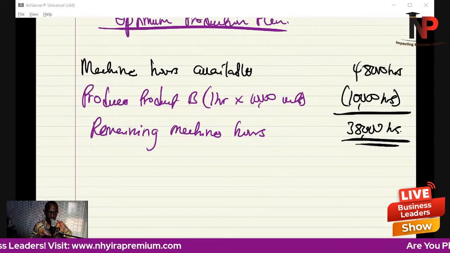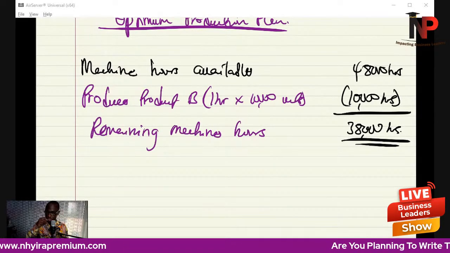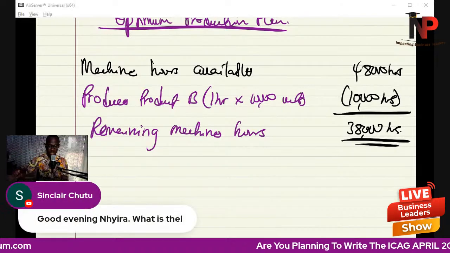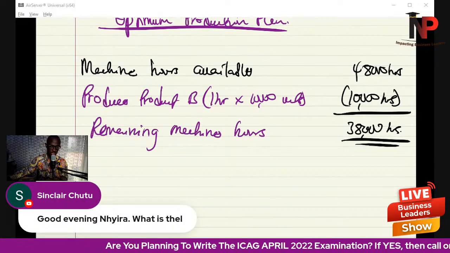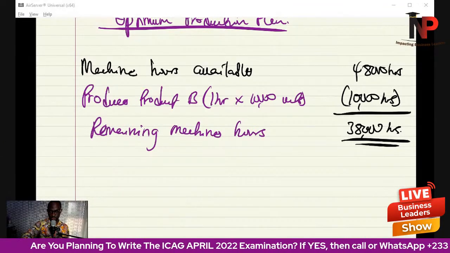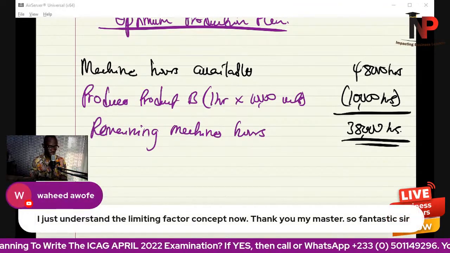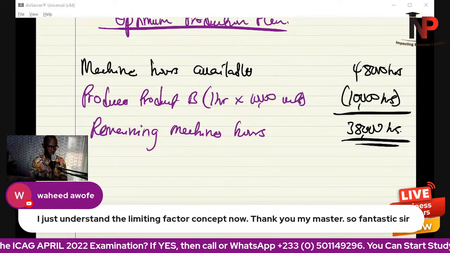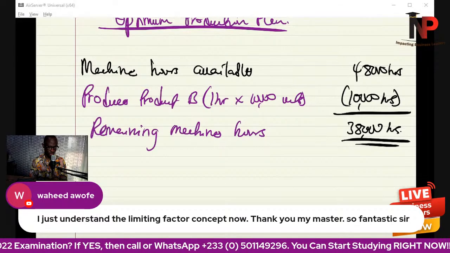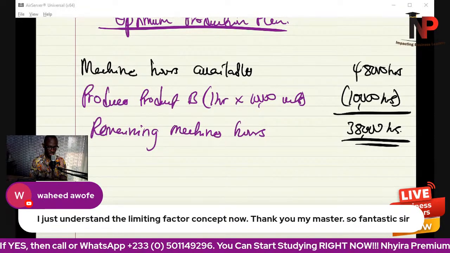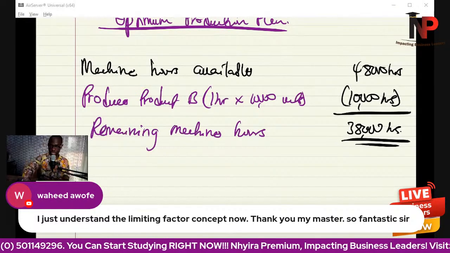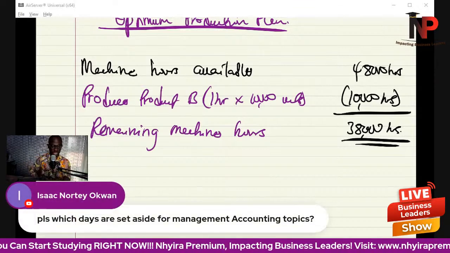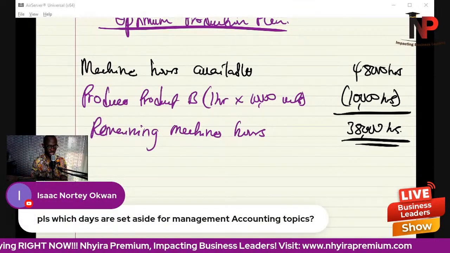Sounds good. 38,000 hours. I'm seeing some comments coming in. Let me see if we can address them. Sonclair said, "Good evening." Good evening. I hope you're doing well. Thanks for joining us. Awofe said, "I just understanding the limiting factor now. Thank you, my master. So fantastic, sir." Thank you very much for joining us. And thank God that you understand the thing now.